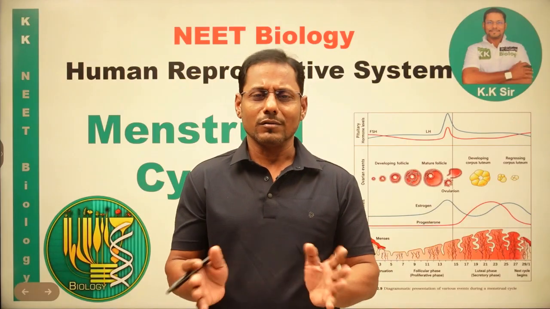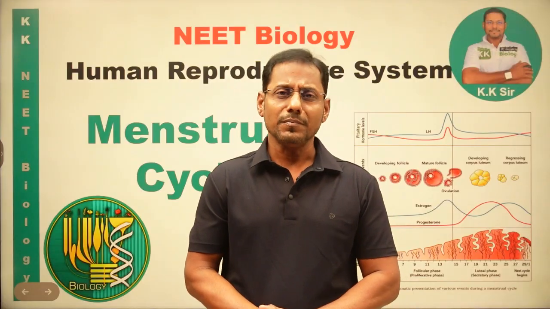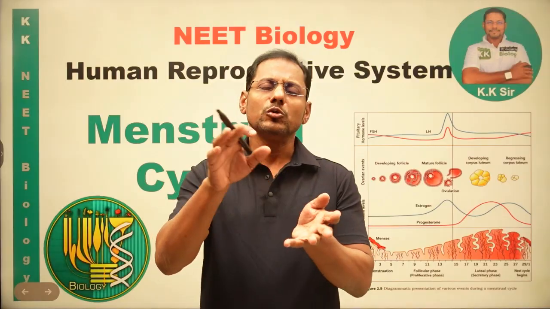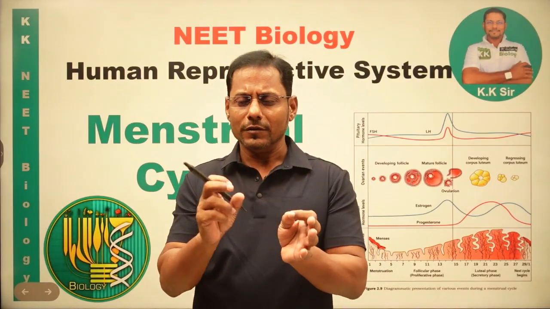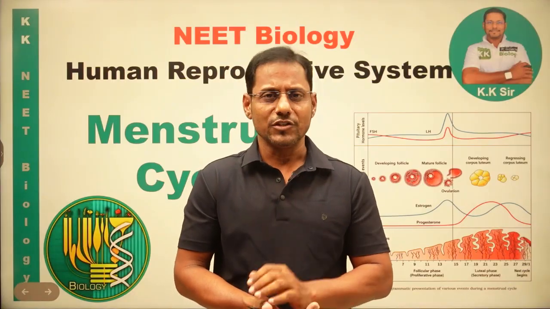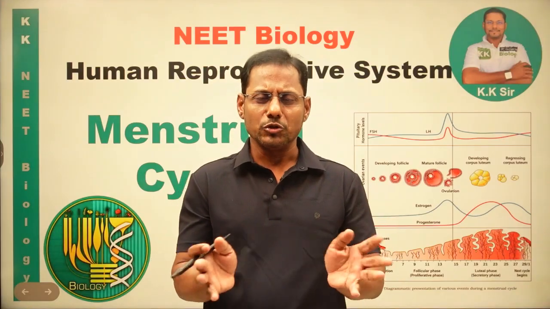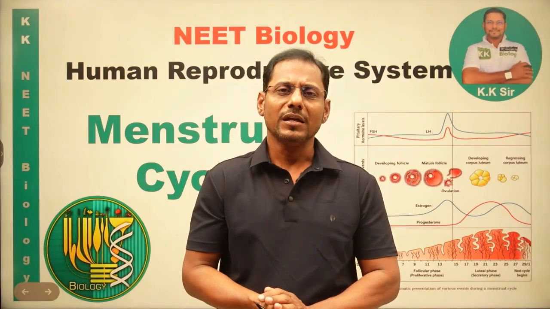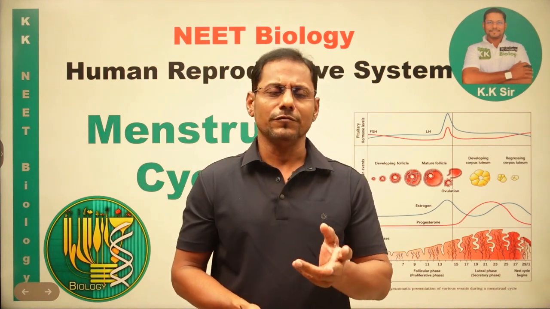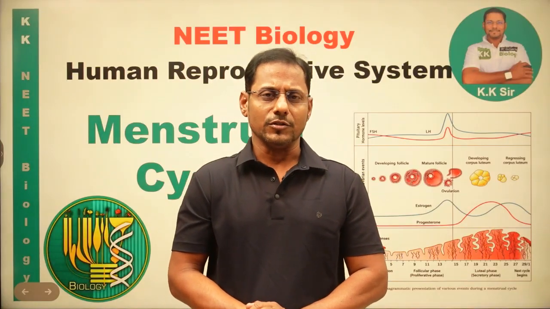What are all these changes which take place in the female reproductive system in a cyclic manner? What is a cyclic manner? Some changes are repeated within a particular period of time. So we can say these are cyclic changes. For example, within 28 days, some changes take place in the female reproductive system, and the same changes are repeated again and again. So we call this a menstrual cycle, right?